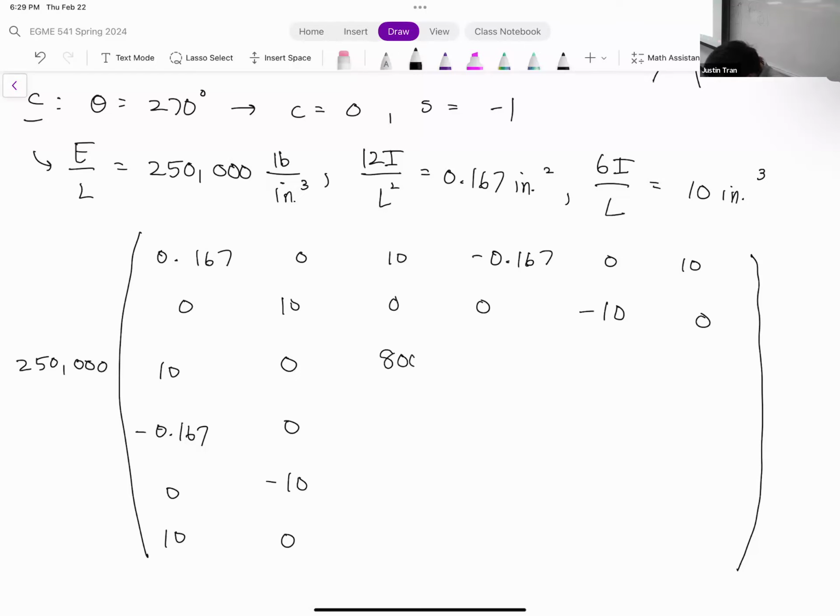Next row, we have 800, minus 10, 0, and then 400.